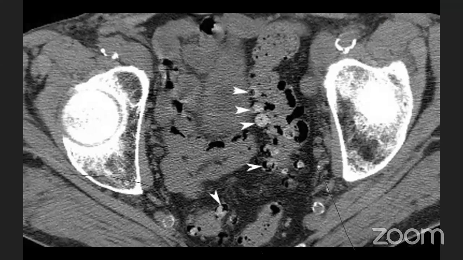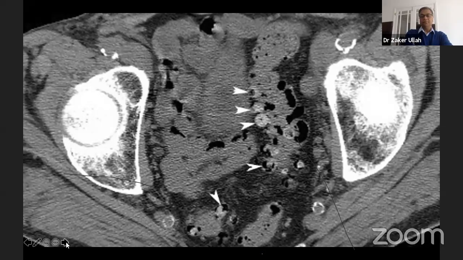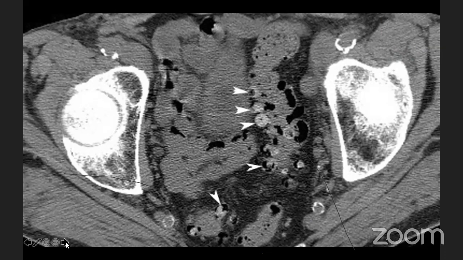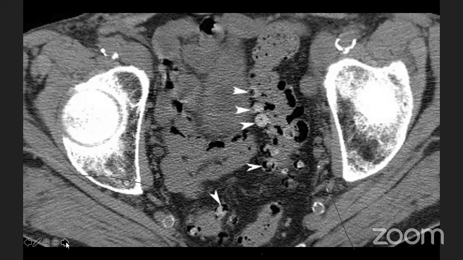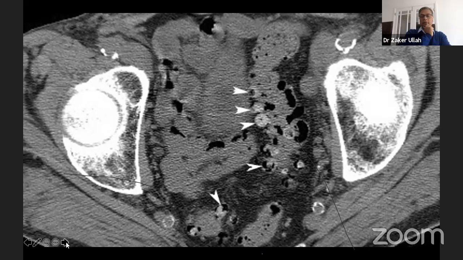The possible operations in this patient should be, I will go for sigmoid colectomy, with or without anastomosis, or simple Hartmann procedure. Good. Sir, this Hartmann's procedure can be an option. Yeah, okay. So mainly Hartmann's procedure, I take it that way.